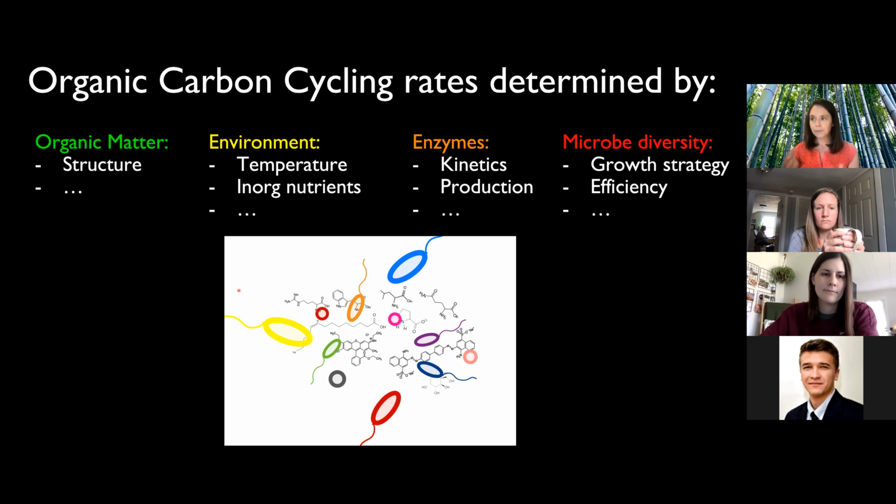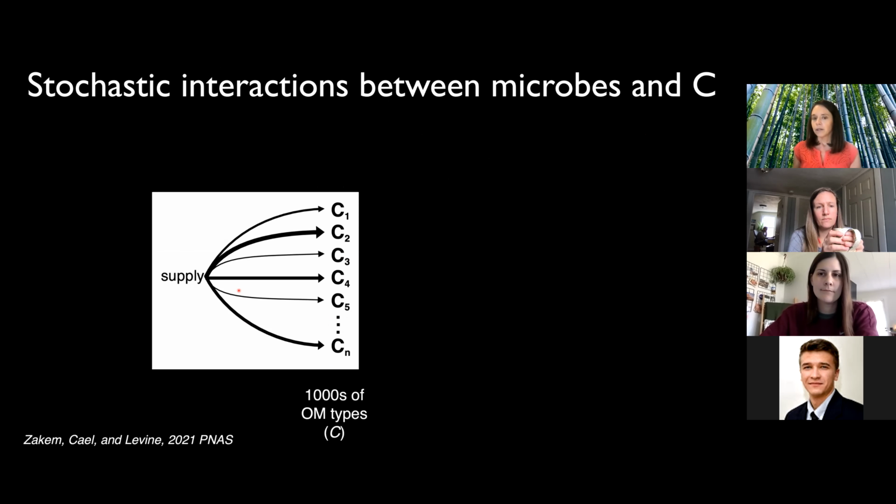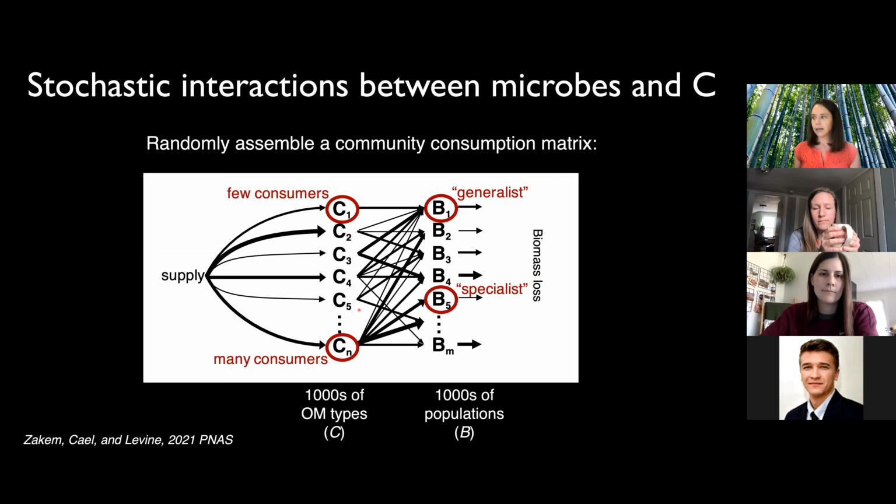So to try to capture the diversity of these interactions, we created a stochastic model to explore this space. The model has a supply of a large number of organic matter compounds. We're representing thousands of different organic matter types, and they are supplied at variable rates. And then each of these types is consumed by a set of bacteria. We've got thousands of different bacterial groups.